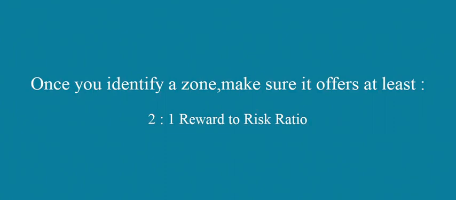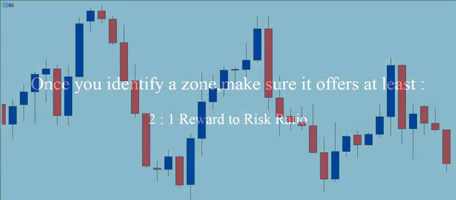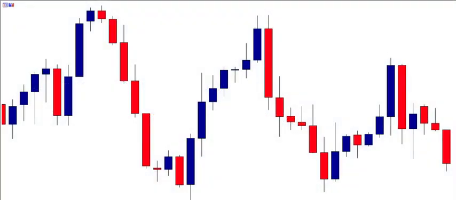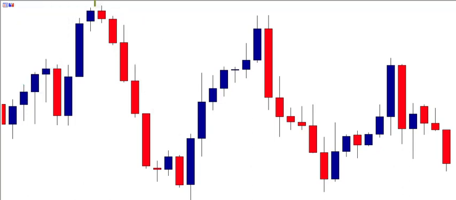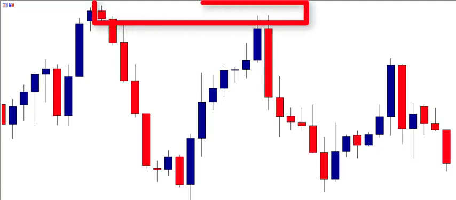Let me give you an example just to help you understand what I'm talking about. This is the US dollar, Canadian dollar 4-hour chart. This is rally, base, drop supply zone. The basing candle is this doji candlestick. So to draw the zone, you draw the proximal line at the lower shadow and the distal line at the upper shadow to get this potential supply zone.